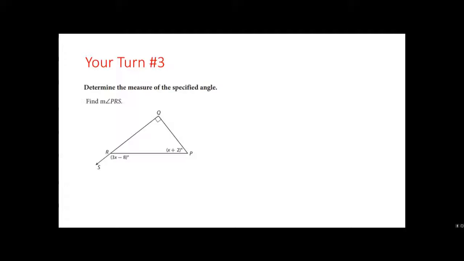Your turn number 3. Determine the measure of the specific angle. We have to find angle PRS. Angle PRS is this guy. They did give you this angle. What degree is that? And what do we know about the exterior angle theorem? Set it up and solve for x. Once you get x, plug it back in because you're looking for angle PRS, the exterior angle.